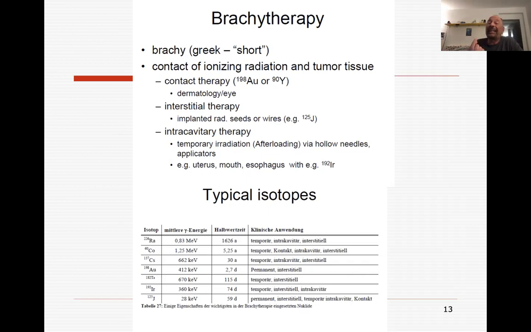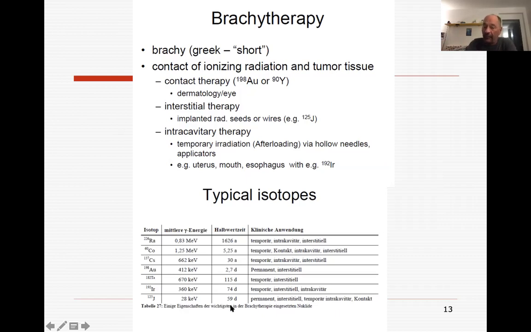Or it can be intracavitary, in case you have a hollow, a hole, so you can insert your needle in the cavity. This is the case, for example, of the uterus typically, but also in principle of the mouth, of the esophagus, every time you have this. Which are the typical isotopes used? Typical isotopes are these shown here, from radium to cobalt, cesium, gold, and these others here.